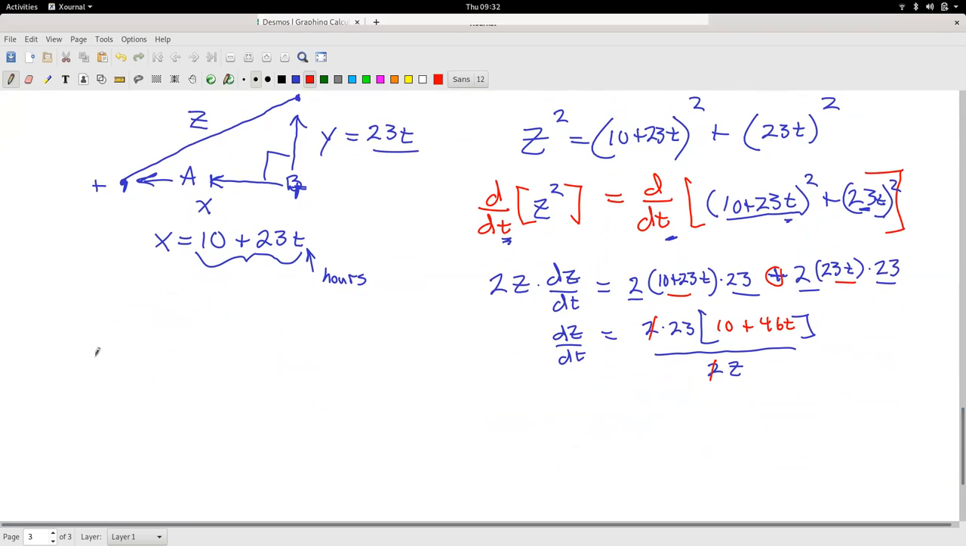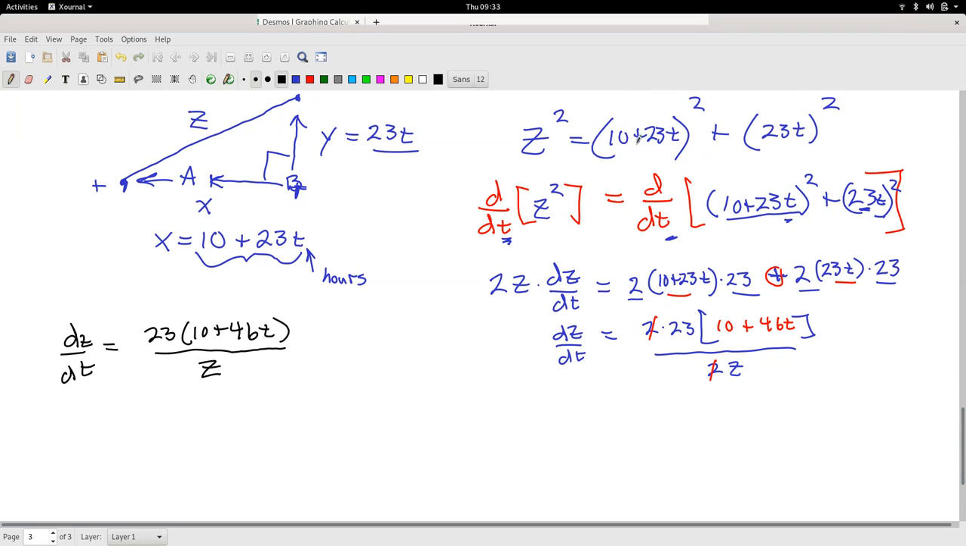So I'm just going to rewrite that over here. Let's put it in black. I now believe that dz dt, the rate of change of the distance between them over time, is equal to 23 times 10 plus 46t over z.